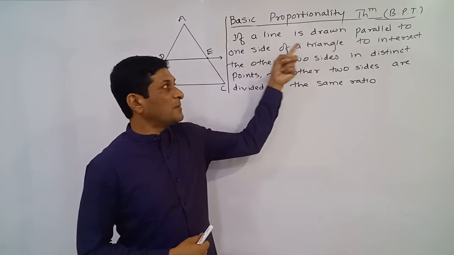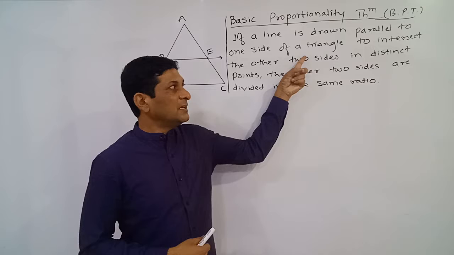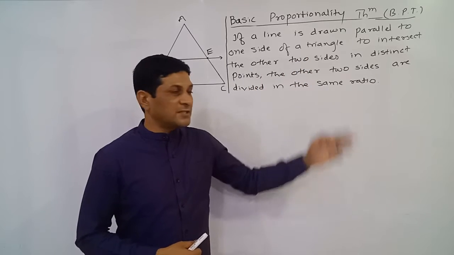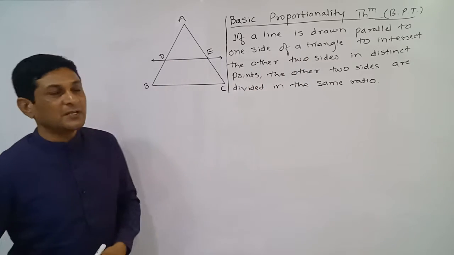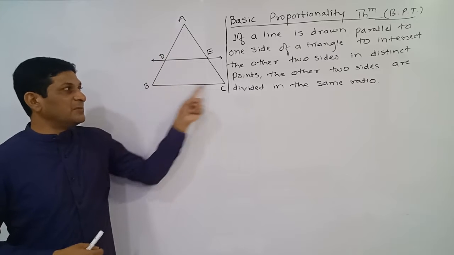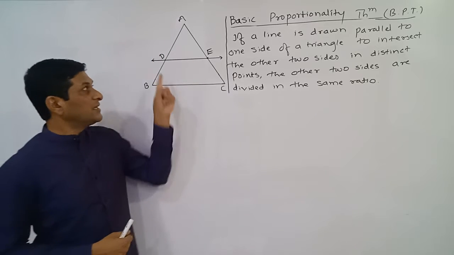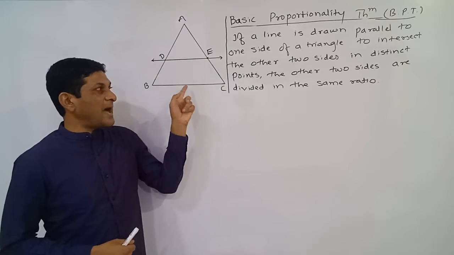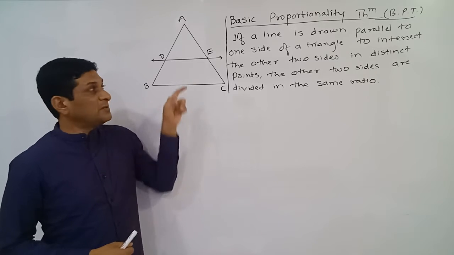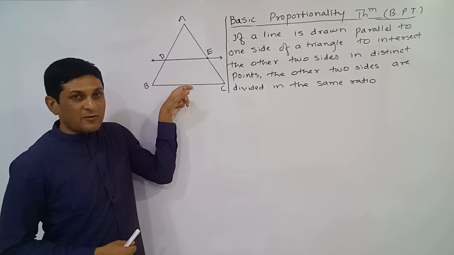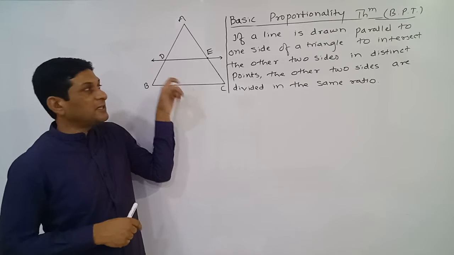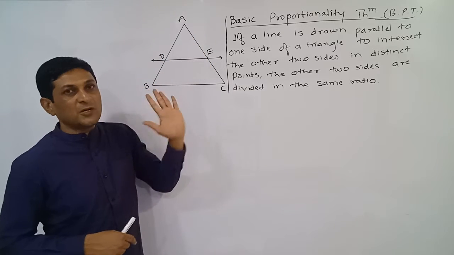If a line is drawn parallel to one side of a triangle, then it divides the other two sides in the same ratio. So here we have considered one triangle ABC. In this triangle ABC, we have drawn a line DE parallel to BC, isn't it? So if a line is drawn parallel to one side of a triangle, then we have to prove that it divides the other two sides in the equal ratio.